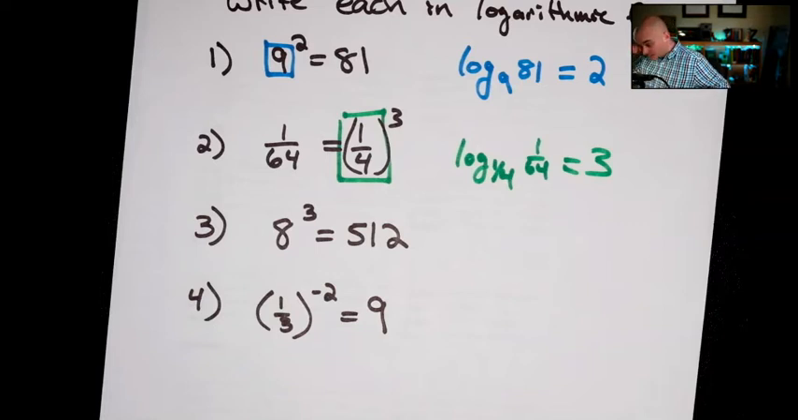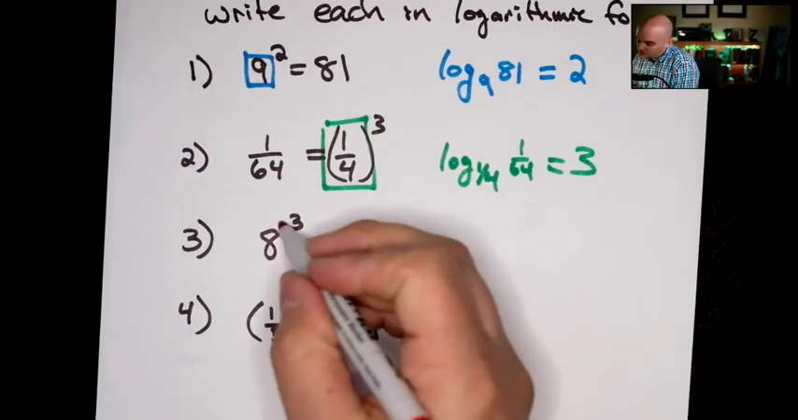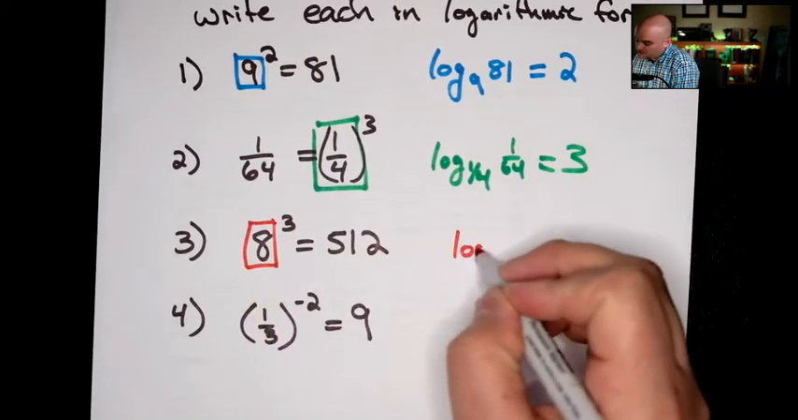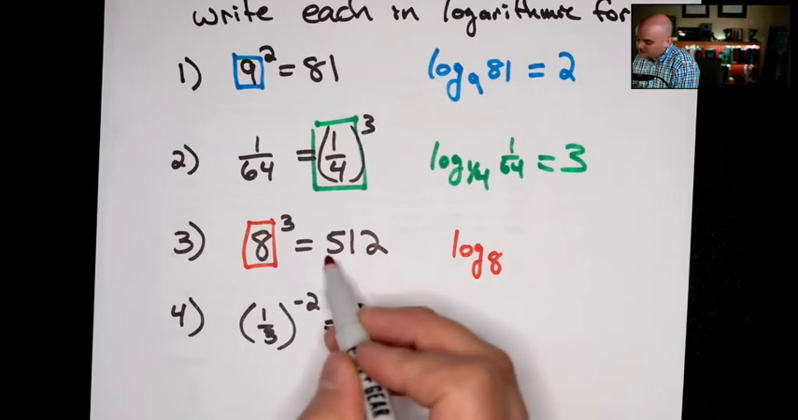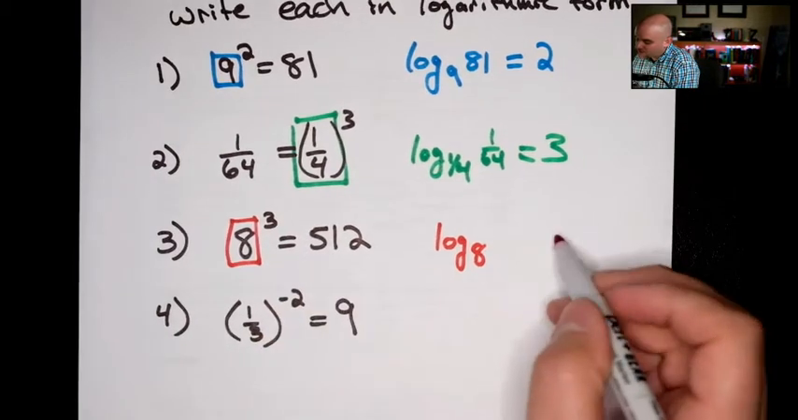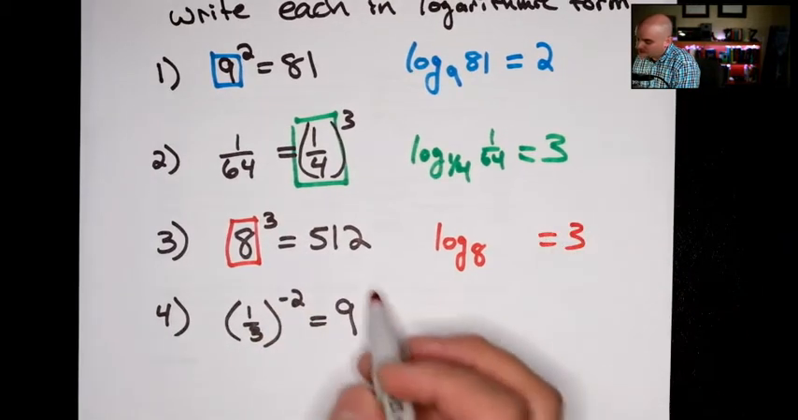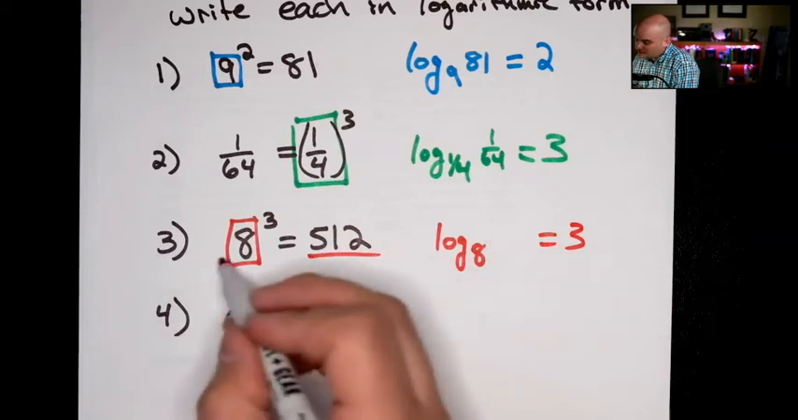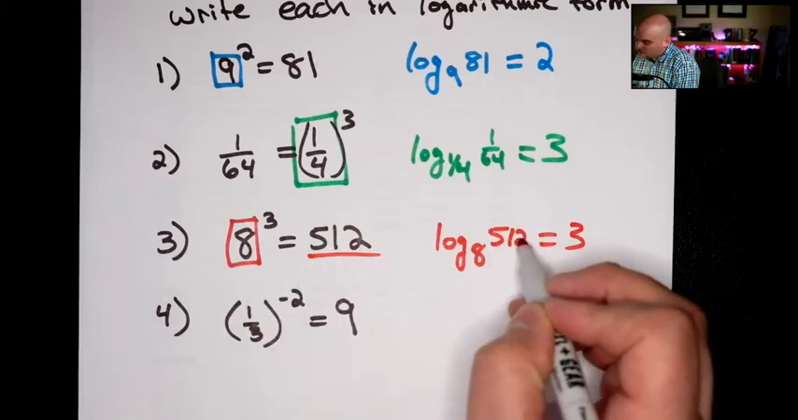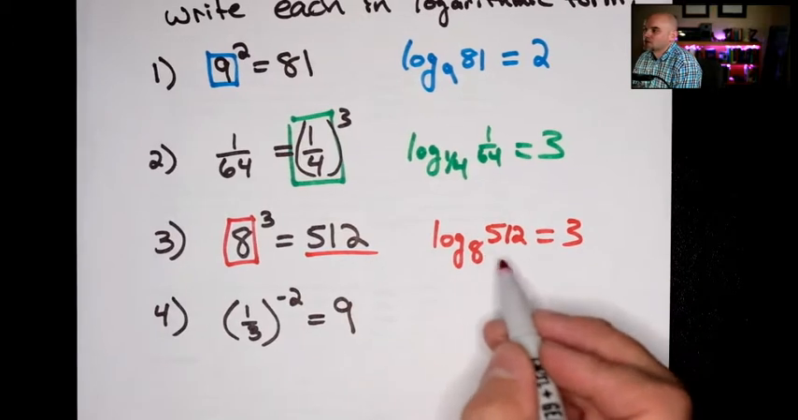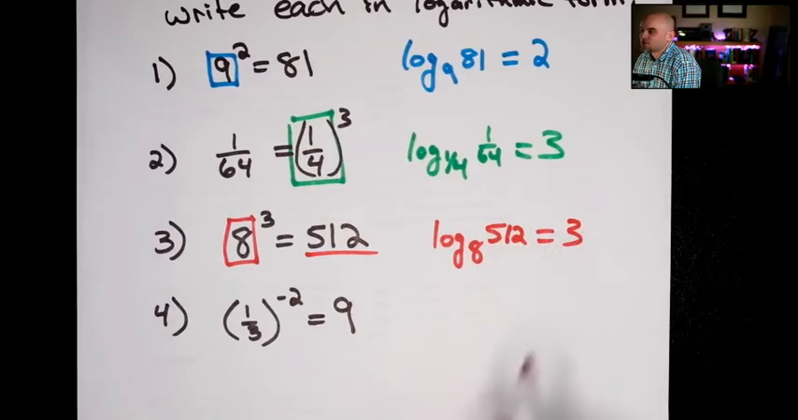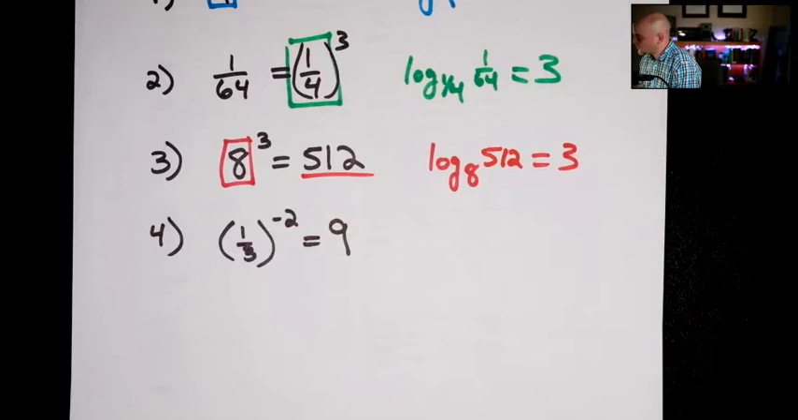All right, let's look at the next one. It has a base of 8, and we're going to say, all right, so my logarithm must have a base of 8, log base 8. This is my exponent right here, 3, so it must equal 3 again. And so my input was the output on the exponential, 512. So log base 8 of 512 equals 3 is how we read that solution.